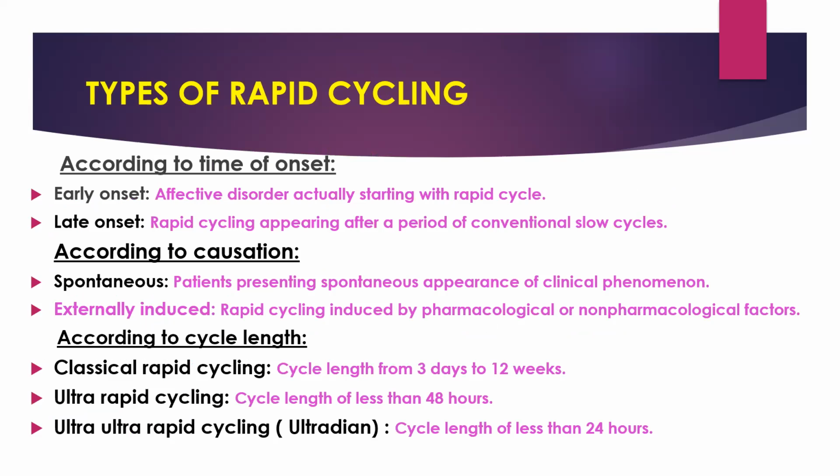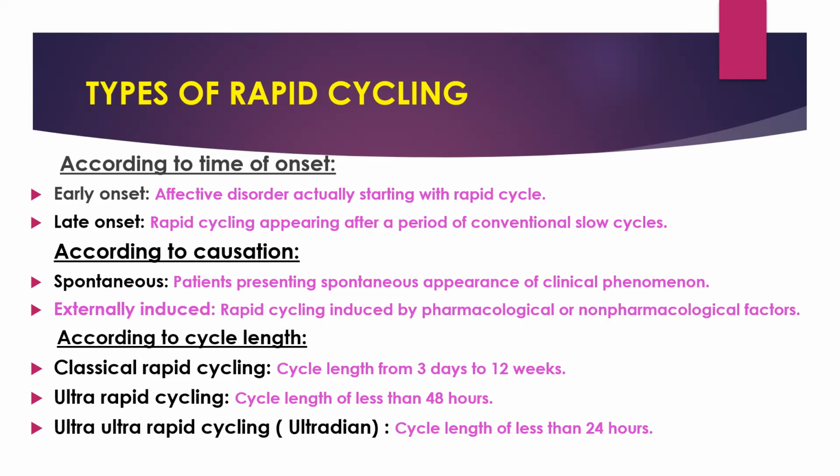Now there are different types of rapid cycling, classified on the basis of time of onset, of which there are two: early onset and late onset. Early onset occurs when the affective disorder just starts after the rapid cycle. The late onsets occur after some periods of slow cycles.